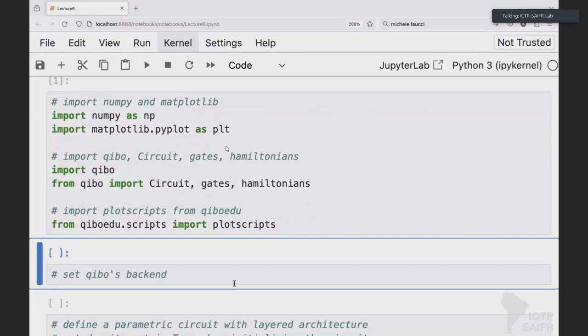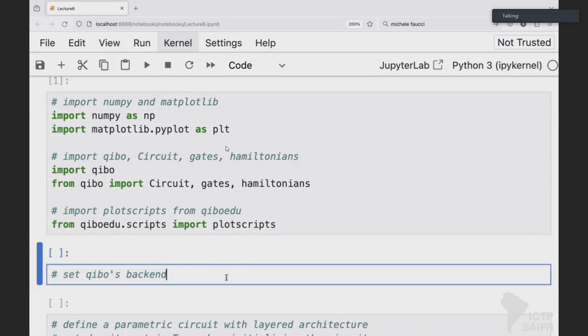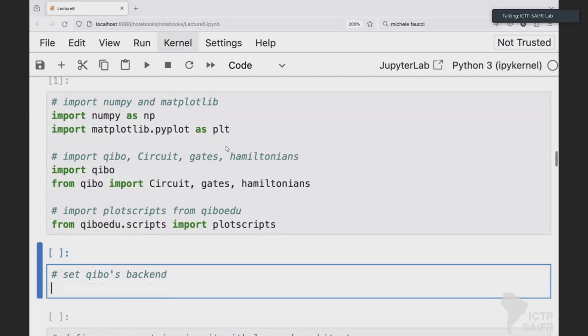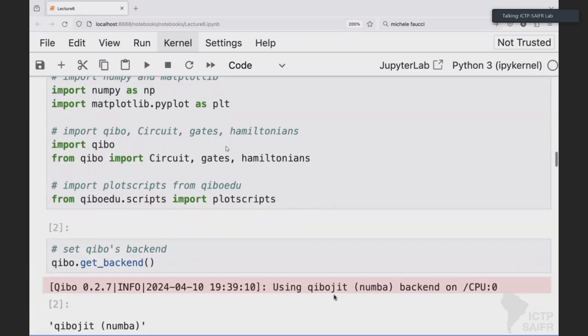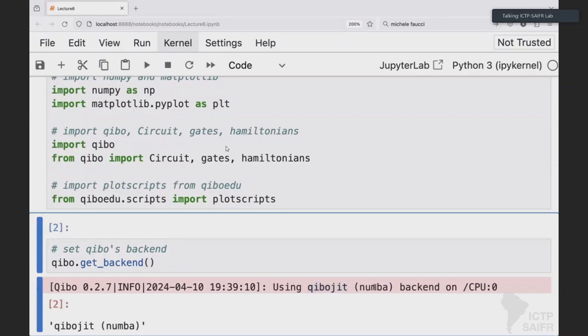Good. Can you see the code? You can read it, right? Yes. Okay. Good. So then the next step is, if you want, we can double check what is the Qibo backend. So in my case, I do Qibo get backend, just to make sure that I know what is the engine. So in this case, I'm simulating with Qibojit and Numba on the CPU 0, which is my CPU.